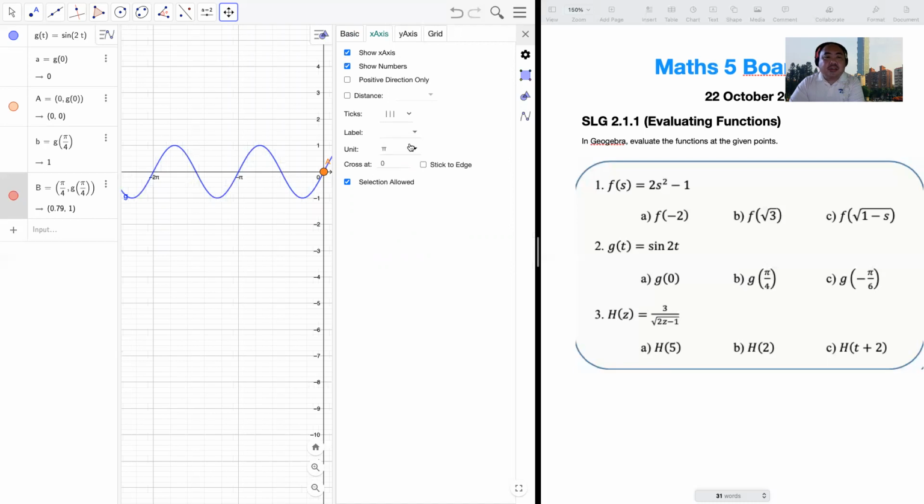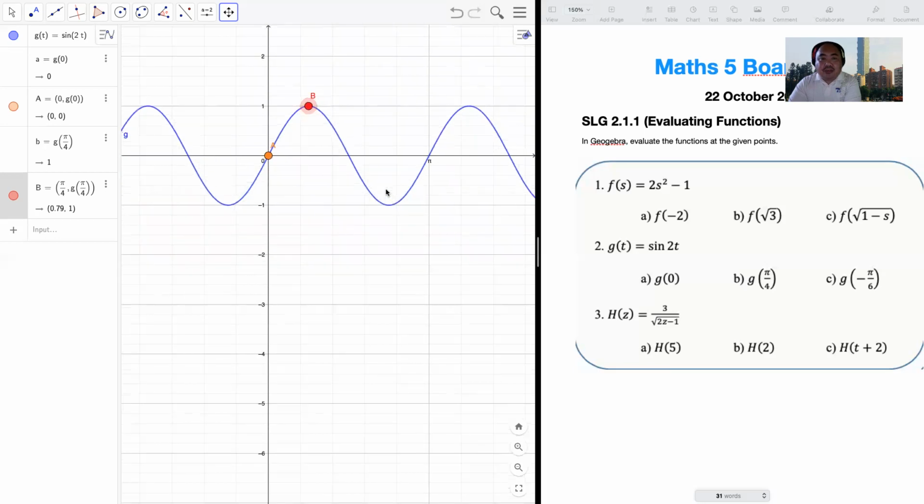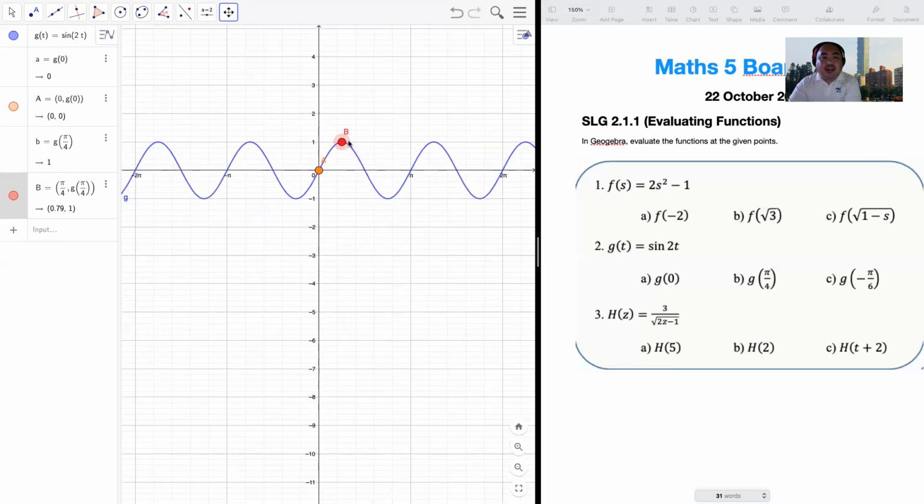That's all right. So if you notice now, our x-axis has changed in scale. It's no longer in 1, 2, 3, 4, even if your y-axis is still in 1, 2, 3, 4, 5. It is now in terms of pi. And you will be able to see that pi over 4 is somewhere here, or a quarter of a pi.